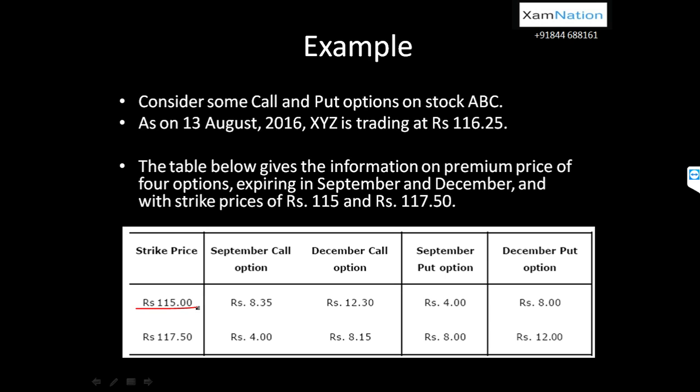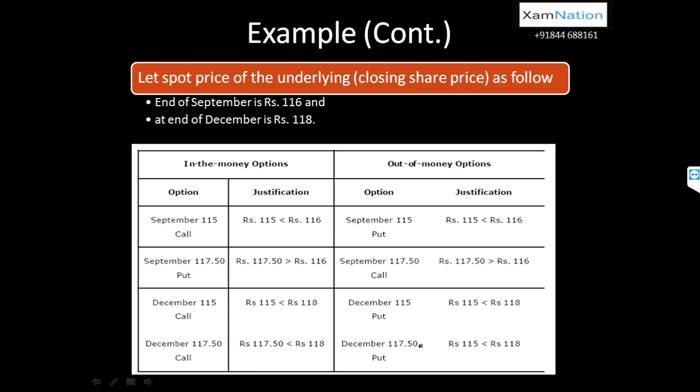One option has a strike price of 150, sold as a call option at this strike price, whose premium is 8.35 rupees, and it is expiring in September. And the same strike price option, a December call option expiring in December, and similarly for the put option the table is made. Now let's put the price of the underlying. Let's suppose the spot price of the underlying asset at the end of December is 116.